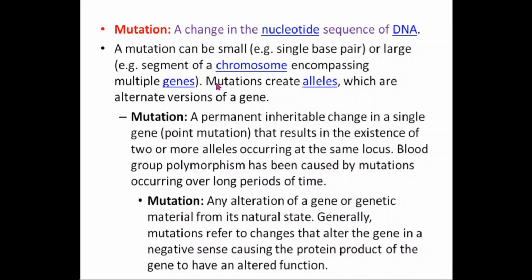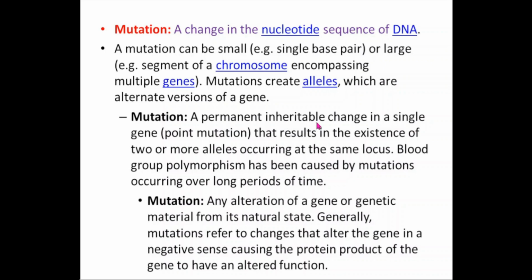Mutations create alleles, which are alternate versions of a gene. We have defined what an allele is. It is an alternate version of a gene, and so it is made by mutation. Mutation is a permanent inheritable change. It is a permanent change, and it is inheritable. It can pass from parents to their offspring, then from generation to generation.